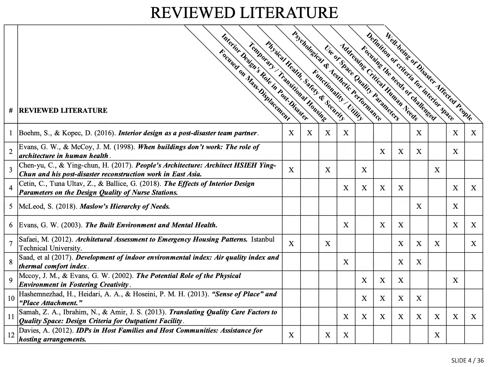The notable literature that is reviewed covers topics like space quality parameters, critical human needs, psychological and aesthetic performance criteria for assessing space quality, the interior's role in post-disaster, temporary or transitional housing for displaced persons, and well-being through interiors. So all of these topics are relevant to this thesis topic. Various literature sources have shown some information and helped to link the different topics.